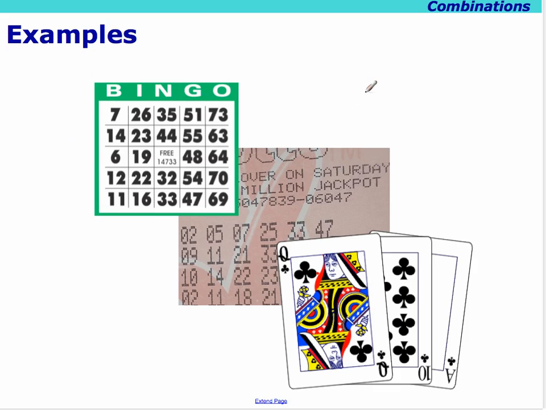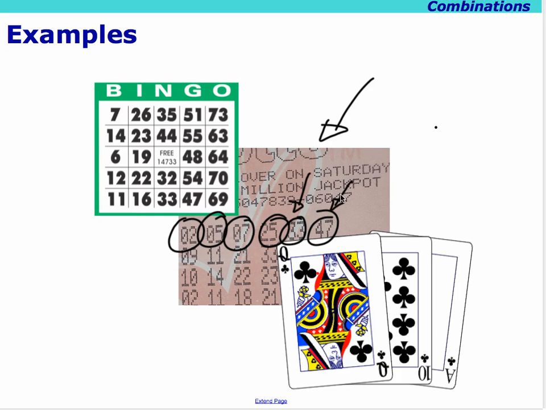For example, say you're looking to win the lottery, and here are the numbers that you pick. Now, when the balls come up, it doesn't matter if you get a 47 first or a 33 first. It's just that those numbers occur. So it doesn't matter what order they come in as long as they're present.